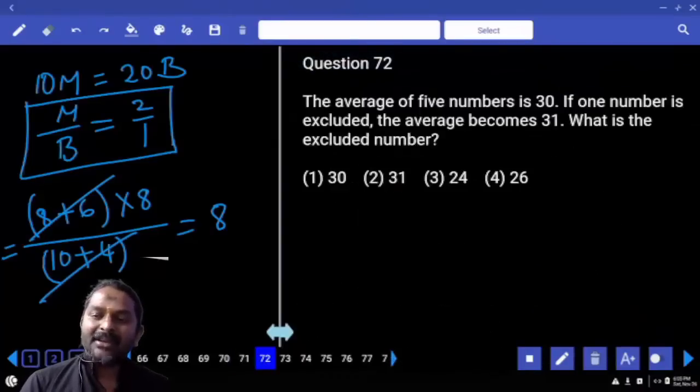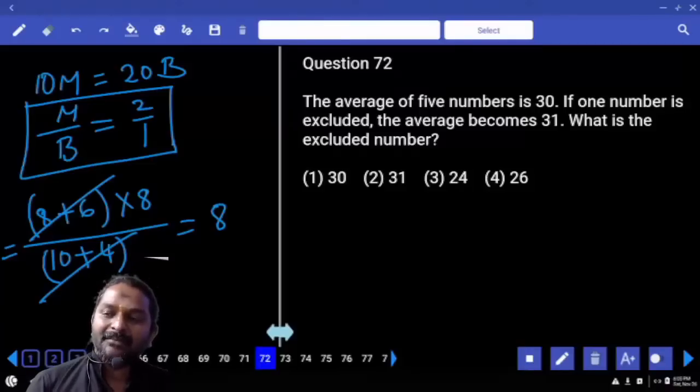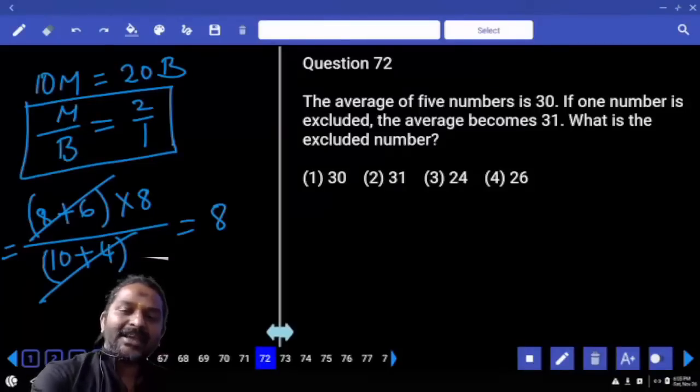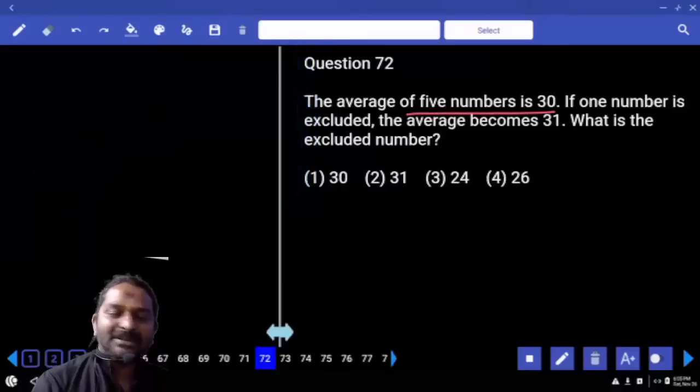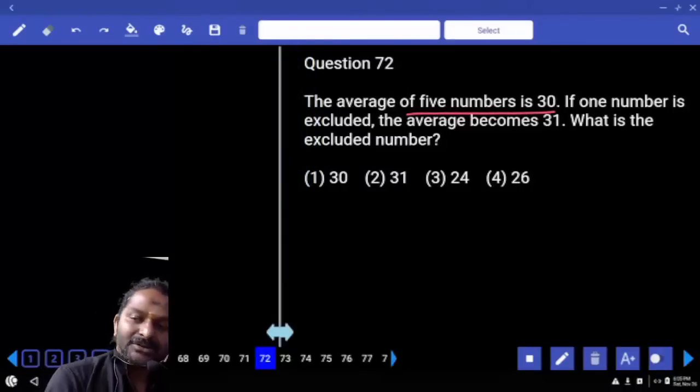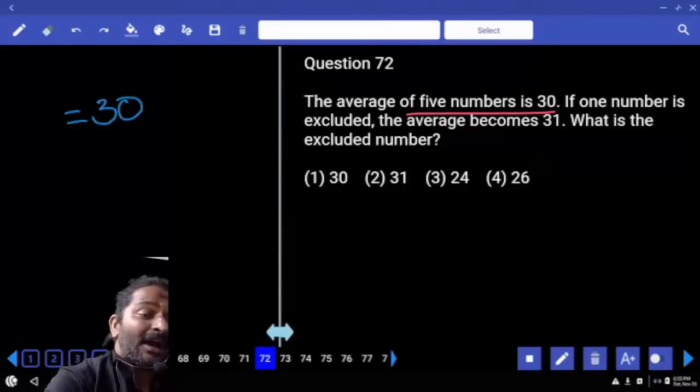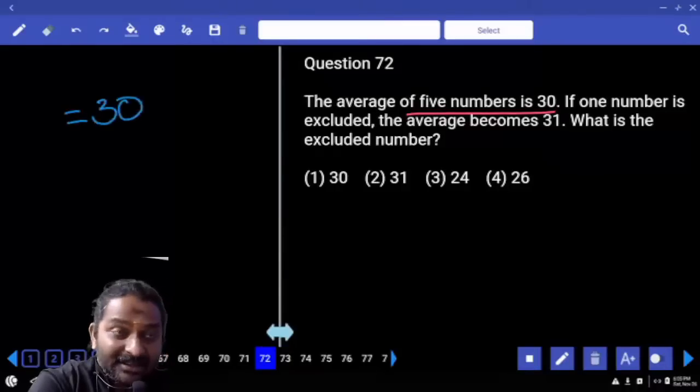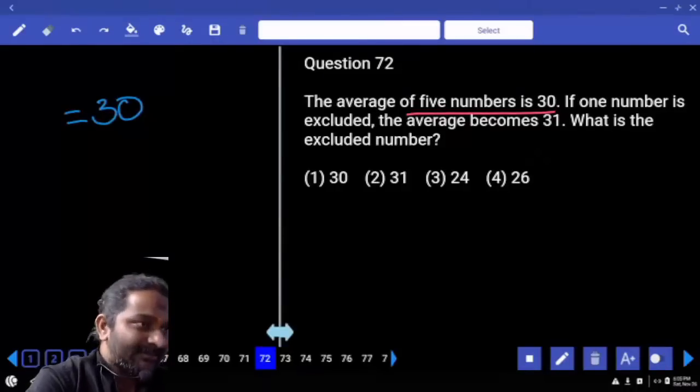The average of 5 numbers is 30. If one of them is excluded, the average becomes 31. What is the excluded number? Already how many numbers are there? 5 numbers. And their average is 30. So one number is excluded. If that fellow who is going out is also having a number 30.